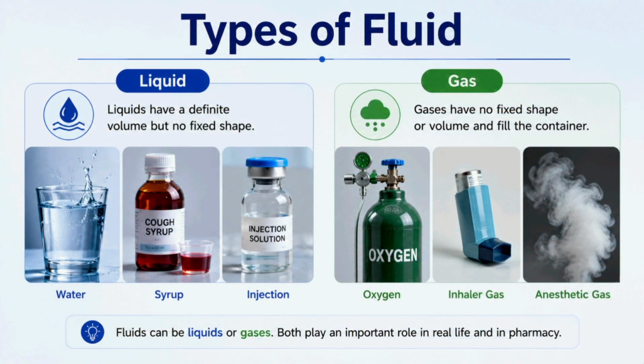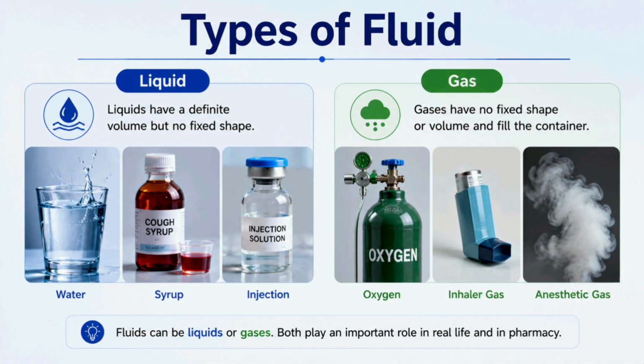So let us see the types of fluids here. Fluids are mainly divided into liquids and gases. Liquids have fixed volume but no fixed shape. Gases spread everywhere and fill the container completely. Water is a liquid while oxygen is a gas. In pharmacy both liquids and gases are very important. Syrups, injections and lotions are liquid medicines. Medical oxygen and anesthetic gases are gaseous fluids.